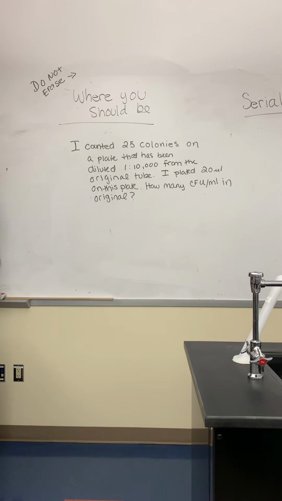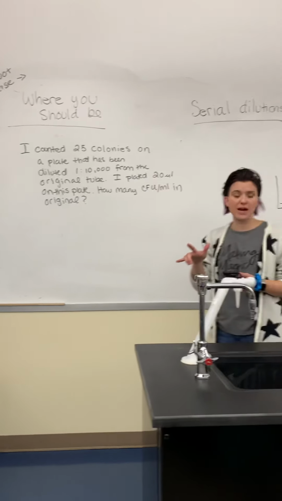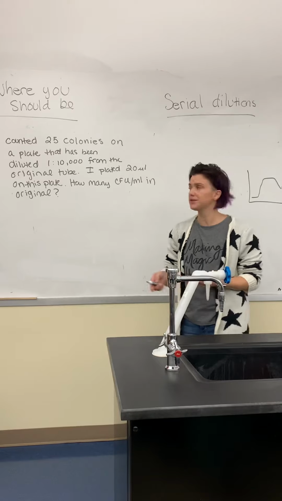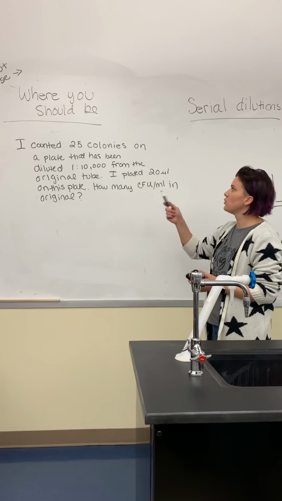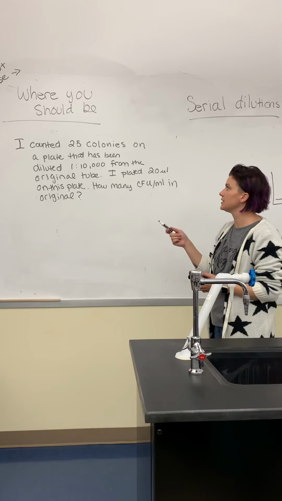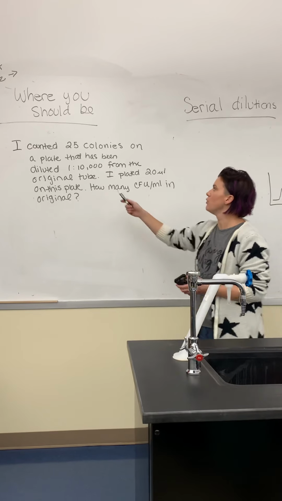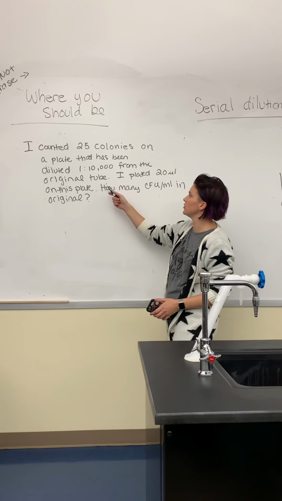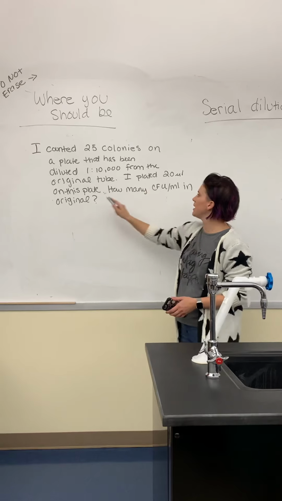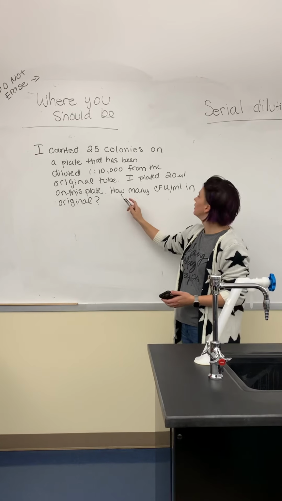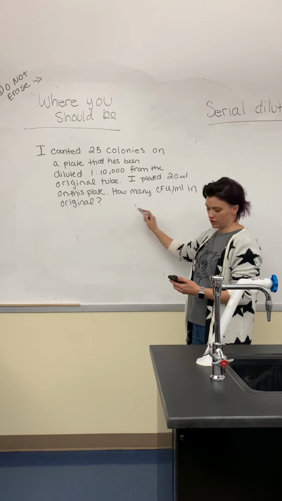Okay, so I'm doing something kind of like number 3 on the practice calculations, just with different numbers. I counted 25 colonies on a plate that has been diluted 1 to 10,000 from the original tube. I plated 20 microliters on this plate. How many CFU per mil are in the original?